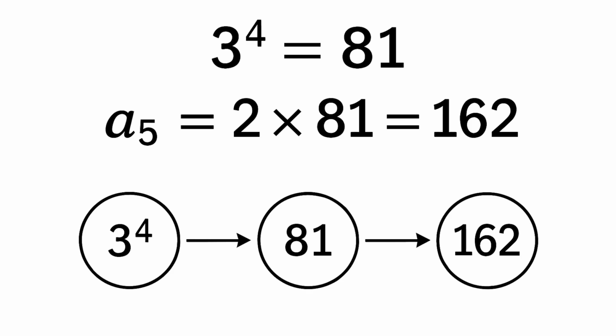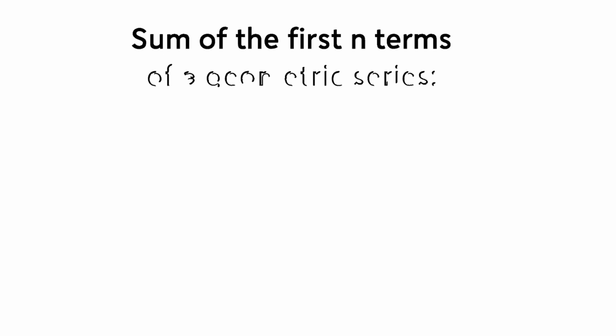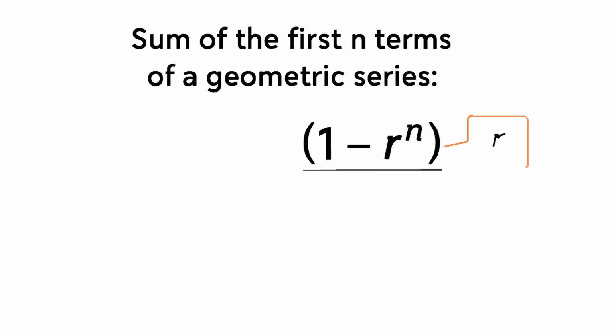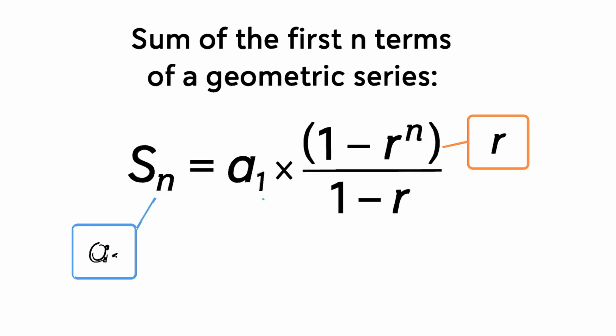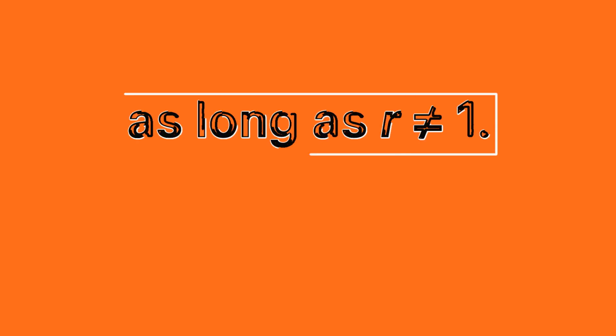The sum of the first n terms of a geometric series is S_n equals a_1 times (1 minus r to the n) over (1 minus r), as long as r is not 1.